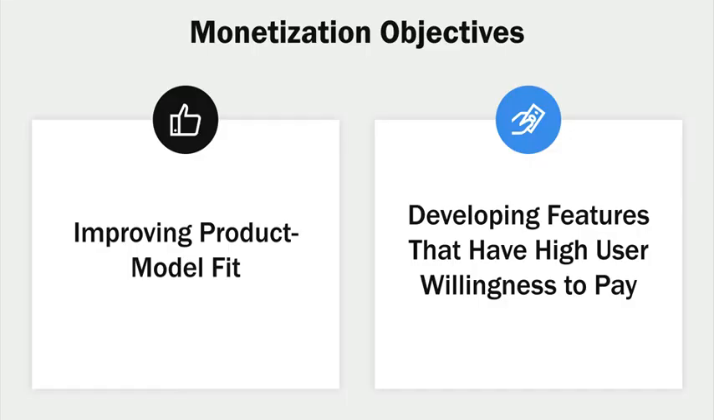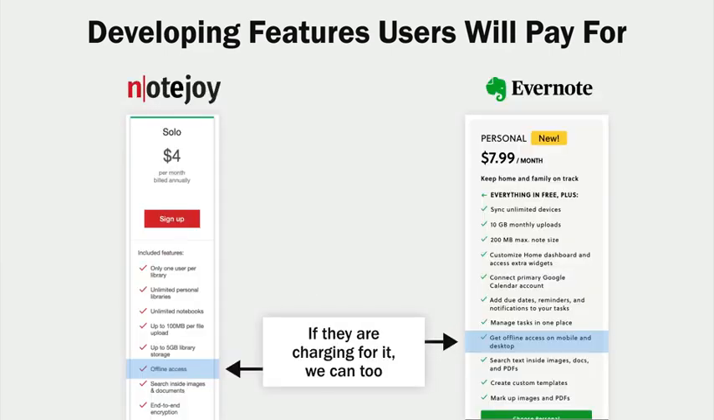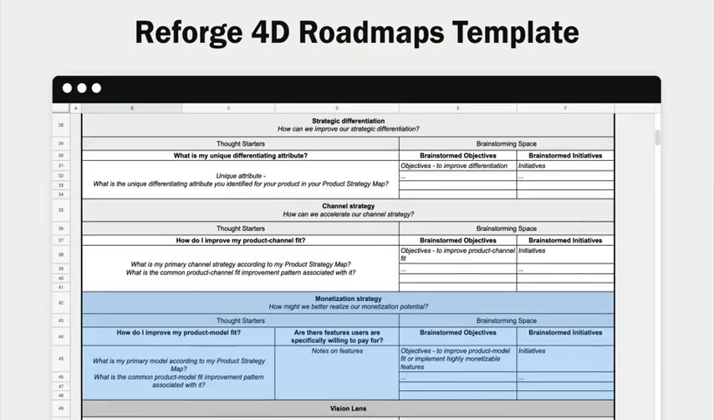Developing features that have high user willingness to pay, doing competitive benchmarking or user research to find what users highly value. To illustrate this, consider NoteJoy. NoteJoy benchmarked what other competitors, like Evernote, charged for. Offline support was a common premium feature, making it a possible objective for NoteJoy. Take the time here to brainstorm your monetization strategy objectives and initiatives in the Reforge 4D Roadmaps template.